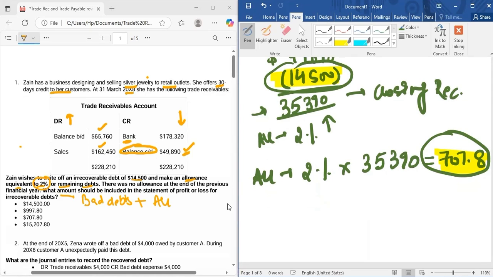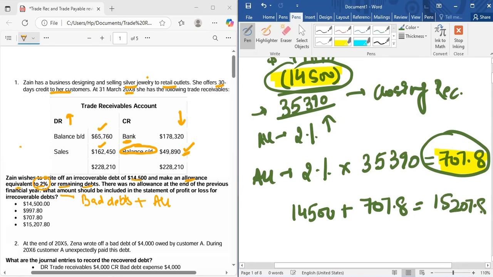So when you add these both, you will get 15207.8, right? Which is option D. Let me write here. You have to add 14500 plus 707.8, which would come out to be 15207.8. So which is option D.